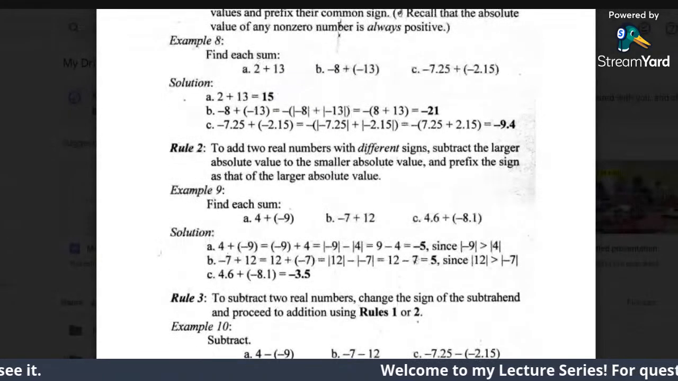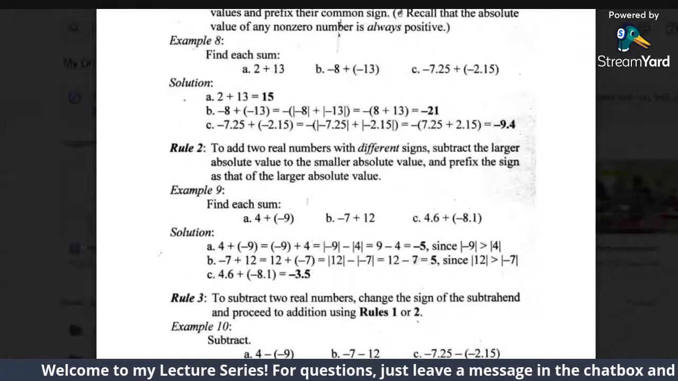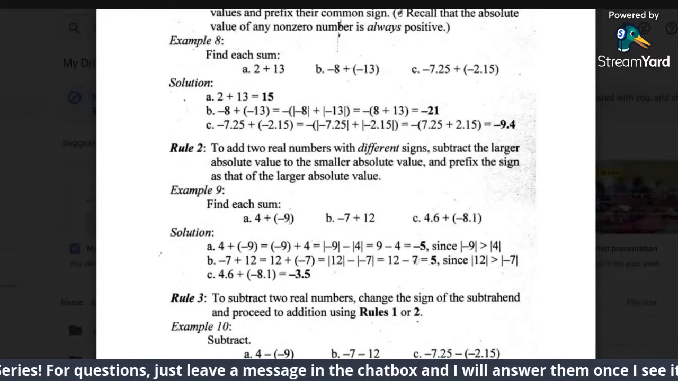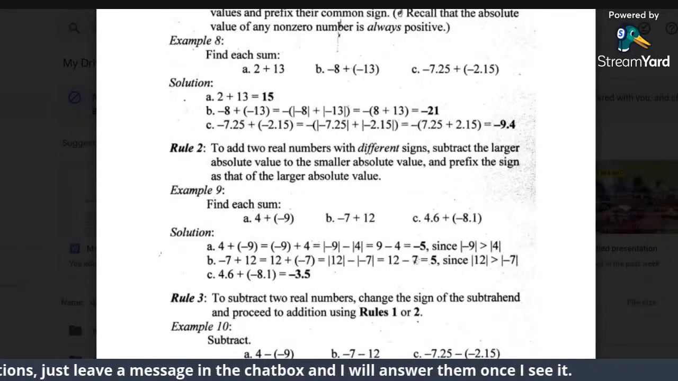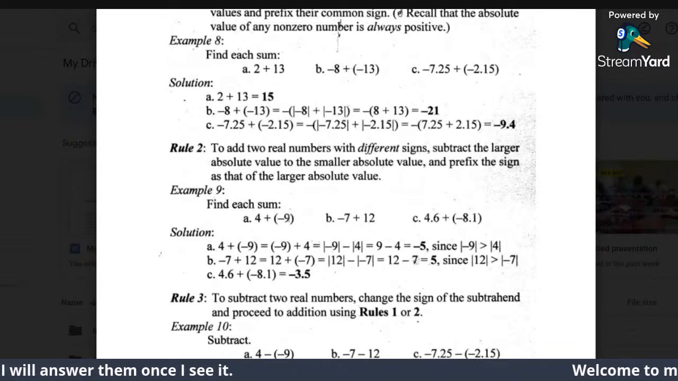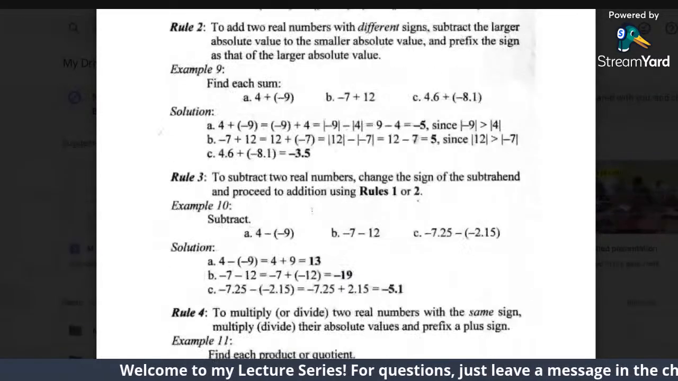All right, so to add two real numbers with different signs, subtract the smaller absolute value from the larger absolute value, and prefix the sign of the larger absolute value. So here you will have 4 plus negative 9, so you will have 9 minus 4. The answer there is 5. The number with the higher absolute value has the negative sign, that's the one that you're going to use. So you will have negative 5.